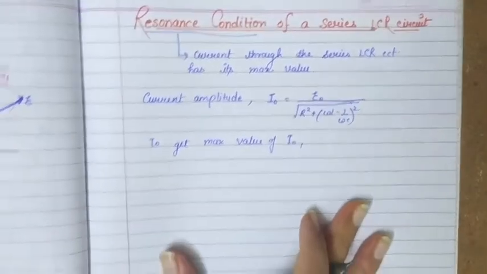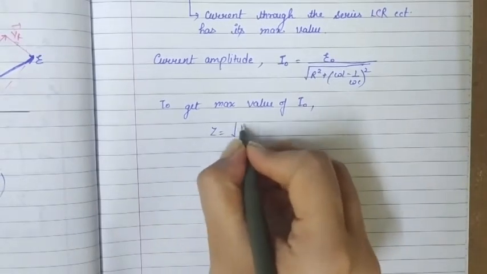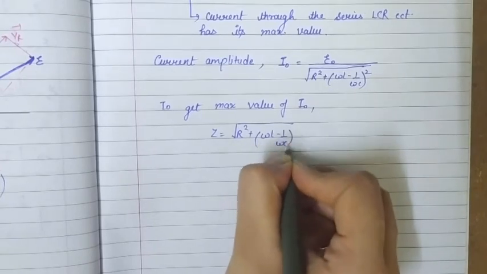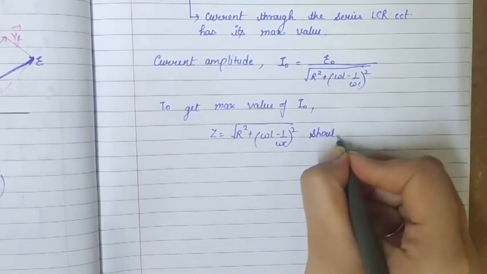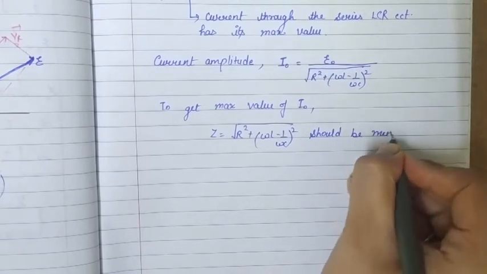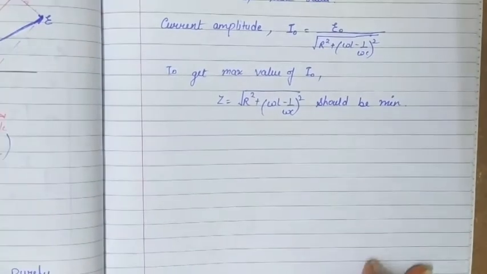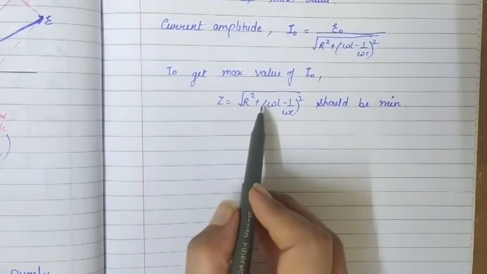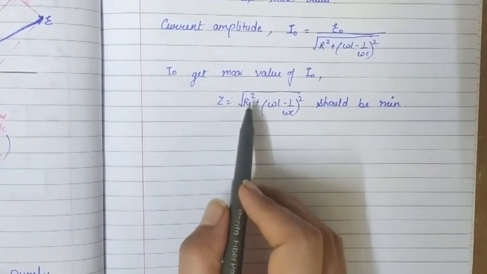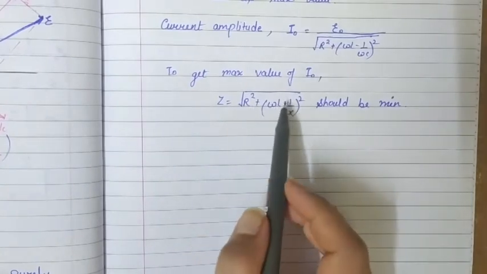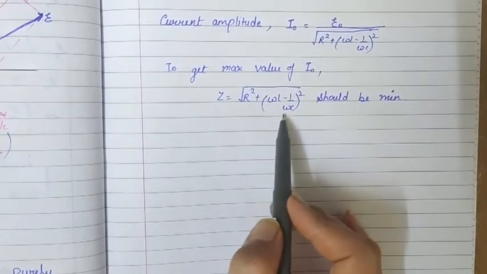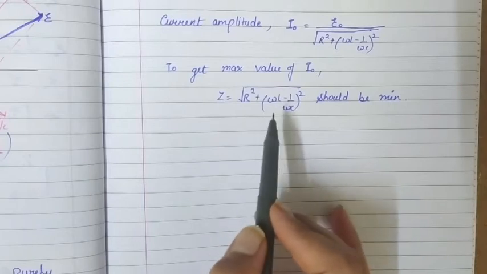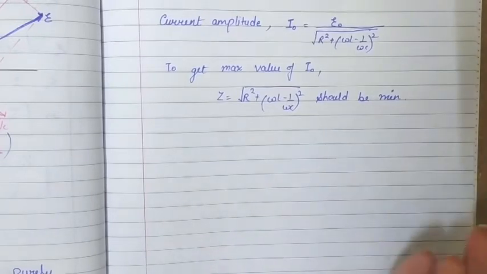the denominator, that is Z impedance, is equal to under root R square plus omega L minus 1 upon omega C square, should be minimum. And for minimum value of denominator, that is Z, the only possible way is to minimize this bracket term, because R is fixed. Okay, R is some constant, we can't reduce it without changing the resistor in the same circuit. So to reduce the value of impedance, the only thing that we can do is to minimize this bracket term, and the minimum value for this is 0.